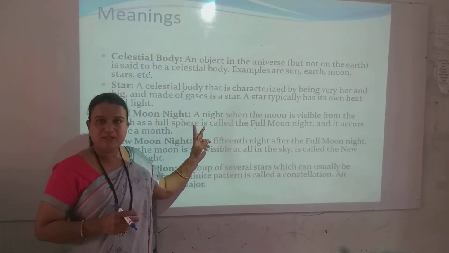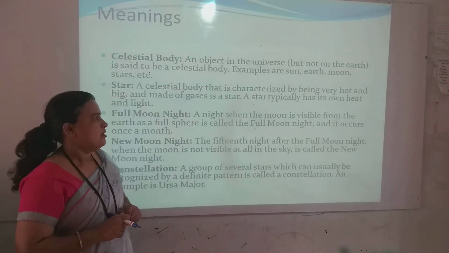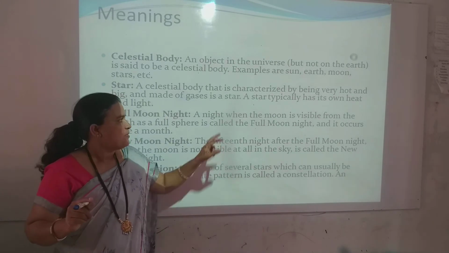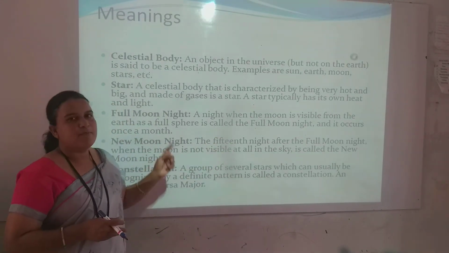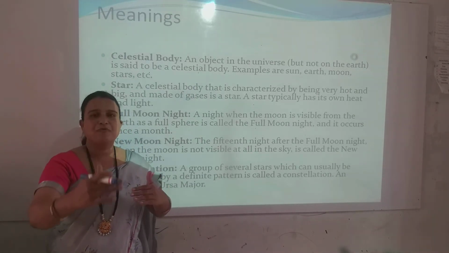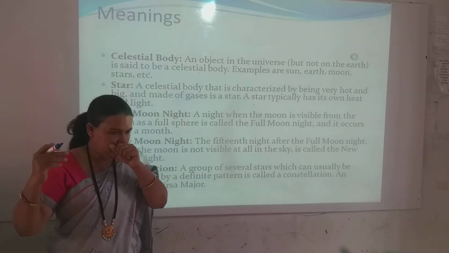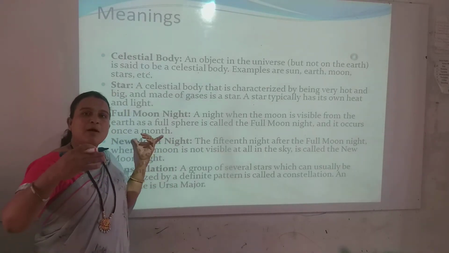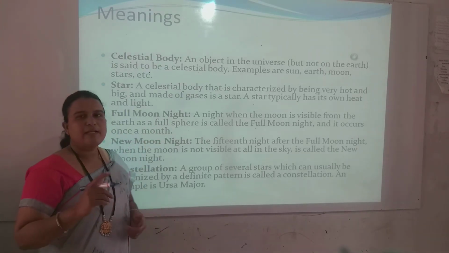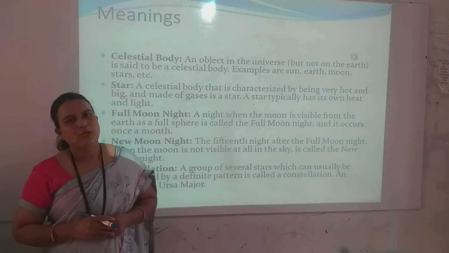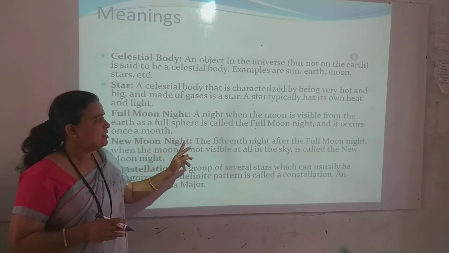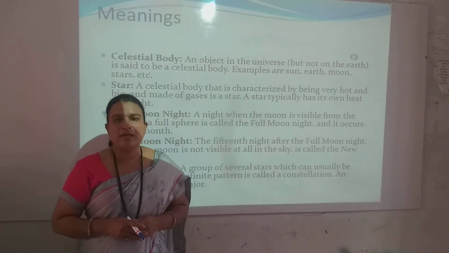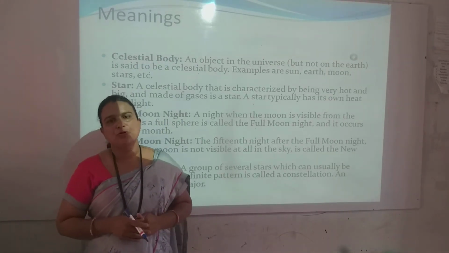Full moon night means when the moon appears in its full phase or full appearance. A night when the moon is visible from the earth as a full sphere, a full circle, is called a full moon night, and it occurs once a month. After 15 days comes new moon day, and then again the moon increases its shape and size, and appears to us in the new phase, that is full moon day. So once in a month there is full moon day, and once in a month new moon day, meaning Amavasya. New moon night means the 15th night after the full moon night, when the moon is not visible at all in the sky. That is called the new moon night.